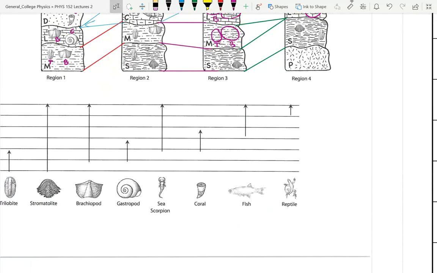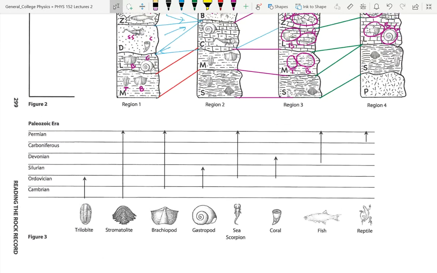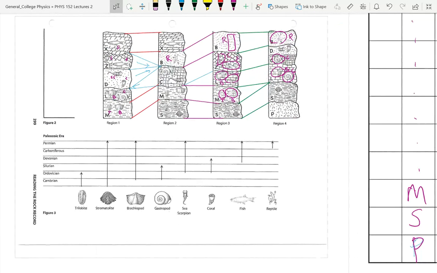So now what we're going to do is say, okay, which regions have trilobites? If I look here, I have trilobite in M and in S. There's a trilobite there. I think that's a trilobite there that you can't see. So I had trilobites in M and S. So M and S are going to have to be Ordovician or Cambrian. One could be Cambrian, one could be Ordovician. At this point, I don't have enough information to know.